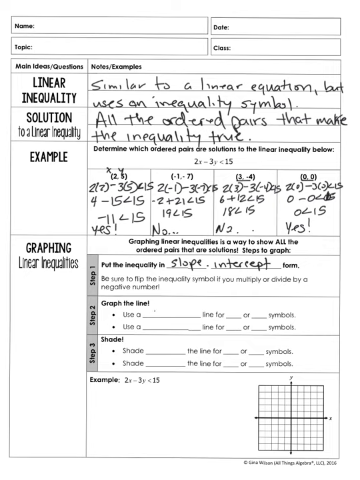Then you graph the line. You use a solid line for less than or equal to, greater than or equal to symbols. And you use a dotted line for less than or greater than symbols. You shade above the line for greater than or greater than or equal to, and you shade below the line for less than or less than or equal to.